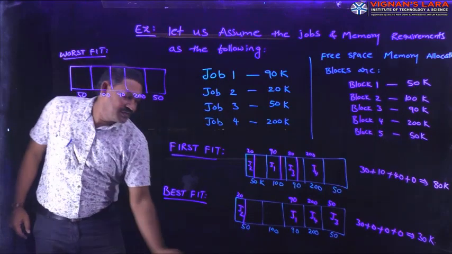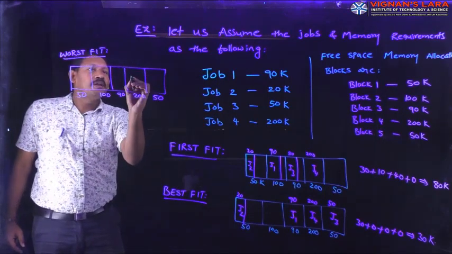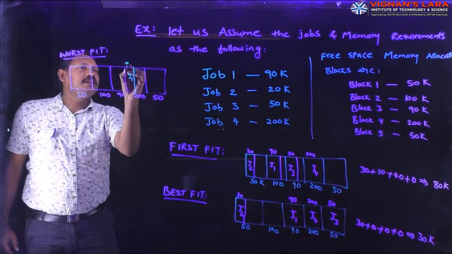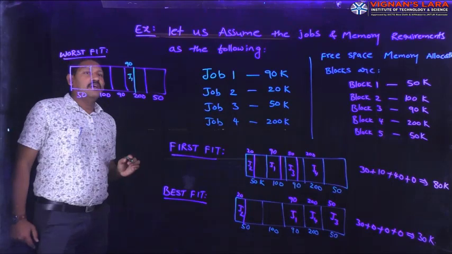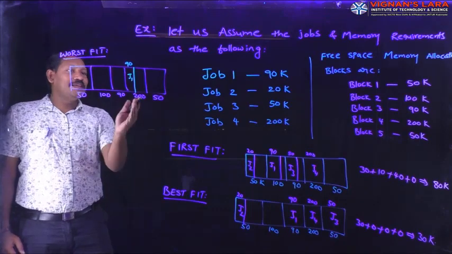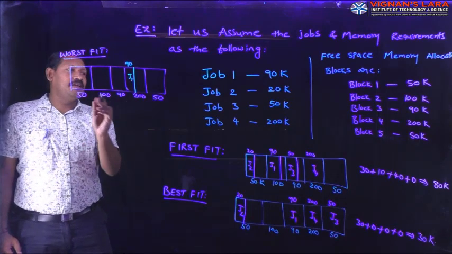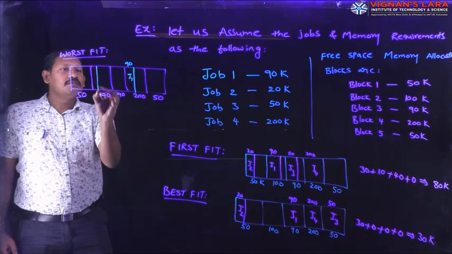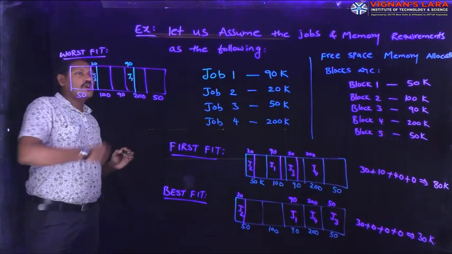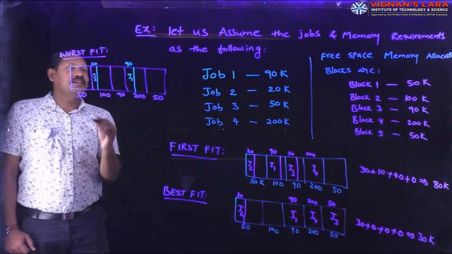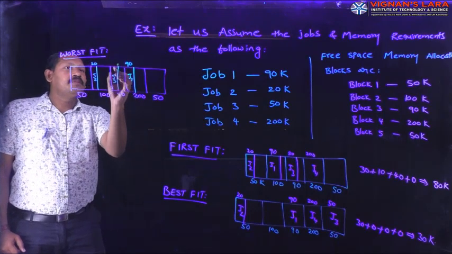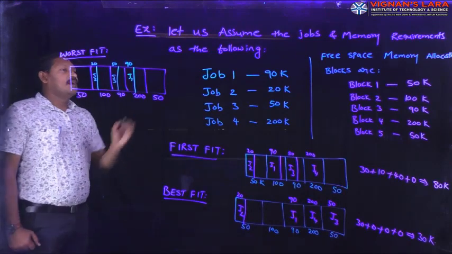So we will fit this job 1 here. If we fit job 1 here, what happens is here only 90k is utilized. Okay. Coming to the next, job 2. Job 2 is 20k. The next highest is 100. So we will use J2 20. Next job 3, 50. Next highest is 90. So we will use this for job 3. It is 50.